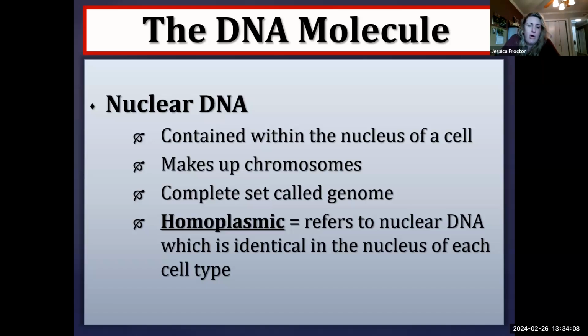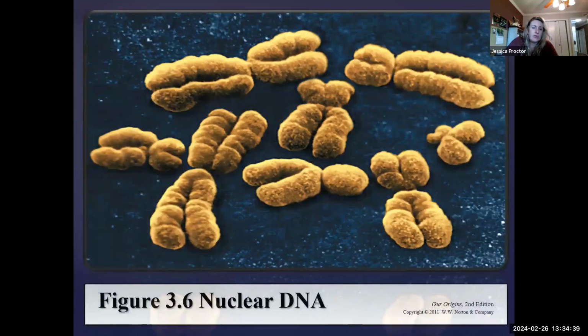So nuclear DNA is what we call homoplasmic. So the root of that word, homo means same, plasmic means blood, DNA. So it's referring to the nuclear DNA, which is identical in the nucleus of each cell type. Now, of course, cell types will have instructions. Some cells become organs, some become tissues, some become blood, some become bones. You guys get the picture. But essentially, every single somatic cell will have a complete copy of the genome within the nucleus of that cell. That's what nuclear DNA looks like underneath a microscope in the chromosome form, the visible chromosome form.